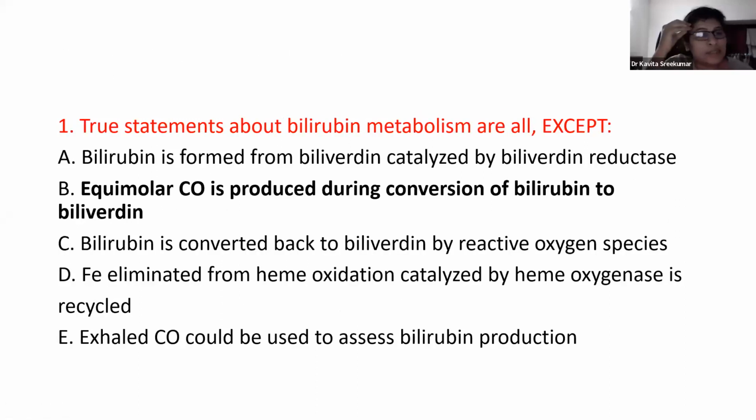So the correct answer is B, right? So carbon monoxide is produced when heme is converted to biliverdin by heme oxygenase. So that is the only reaction in the body which produces carbon monoxide. Rest of the statements are true. All right. So here the molecules were wrong. It's not bilirubin to biliverdin.